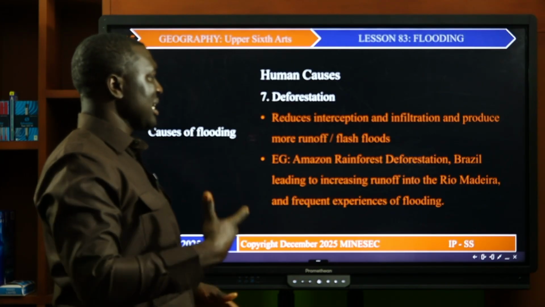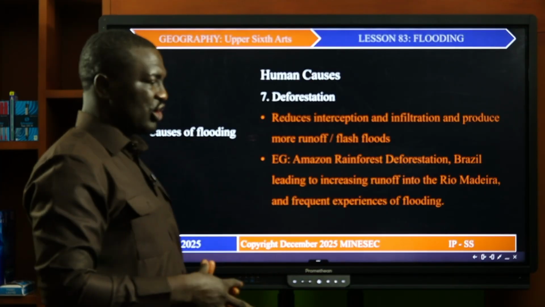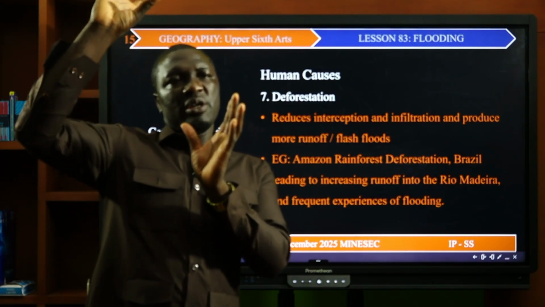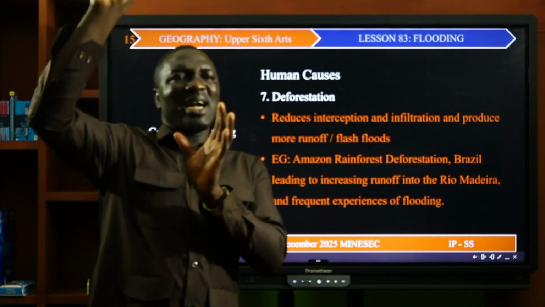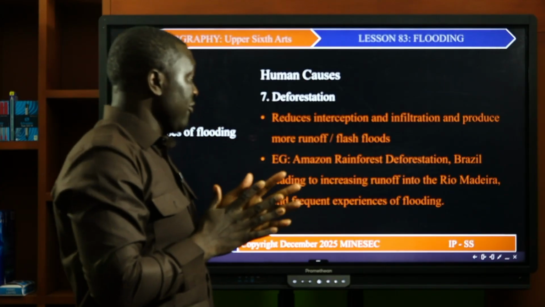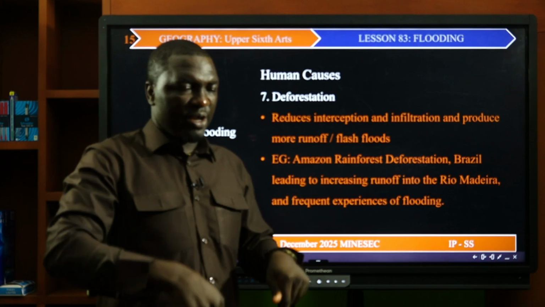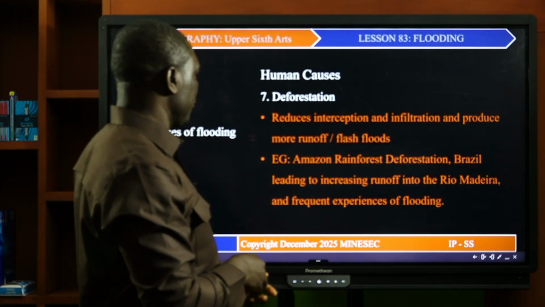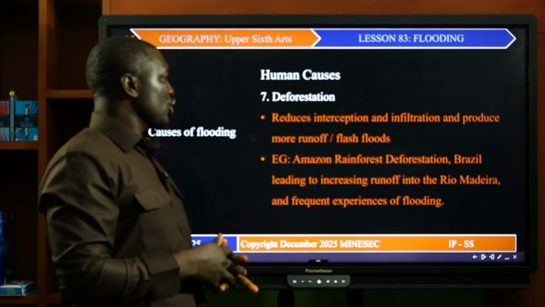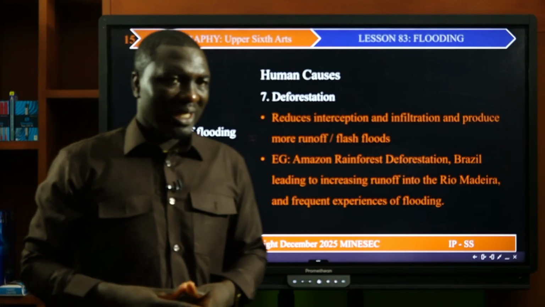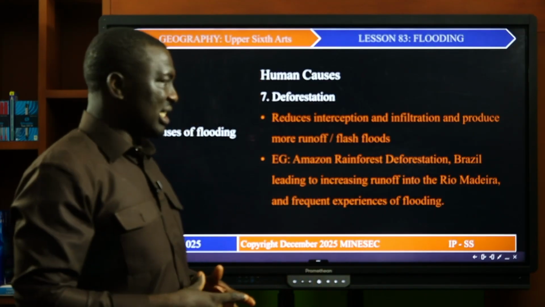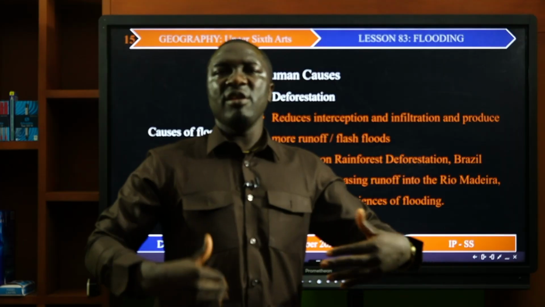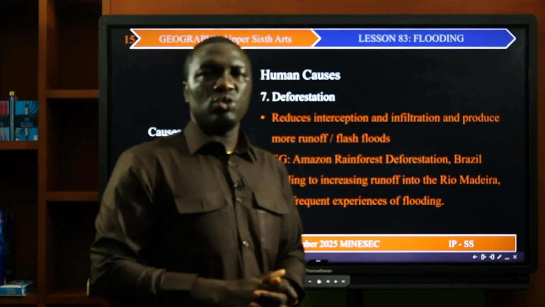Deforestation reduces interception and infiltration. Interception is when the roofs of buildings and leaves of trees capture water, and infiltration is the vertical movement of water within the soil pore spaces down to the ground. So a reduction in interception and infiltration leads to runoff, which causes flash flood. Remember I said flash flood results from a heavy rainfall after the soil becomes saturated.